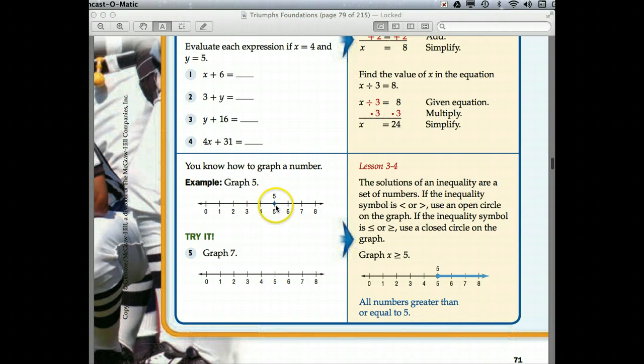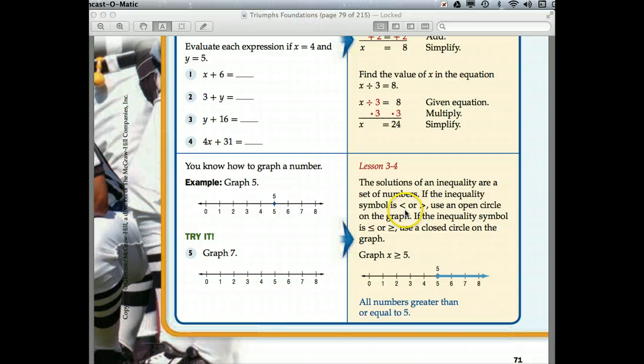Okay, we've previously graphed a number on a number line. So if we graph a 5, where would we graph a 7? Did you put a point right here? Good job. That would be graphing a 7. Now, in Lesson 3.4, we're going to be graphing inequalities.